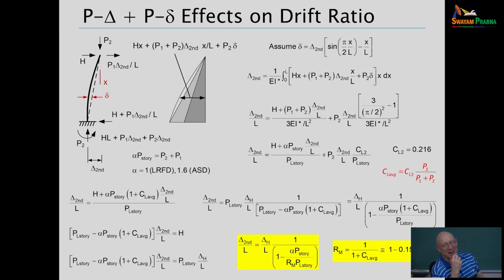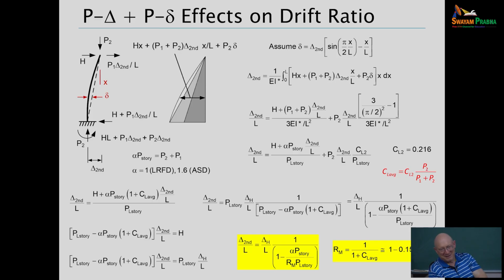Yeah, that's what happens with the amplifier when the term in the numerator there, the alpha P story, is larger than the term in the denominator, the RM PL story. Then you get a negative number, but you already have exceeded the buckling load. RM PL story is actually the side sway buckling load, and that'd be another reason why we actually call it PL story. Did I confuse you?